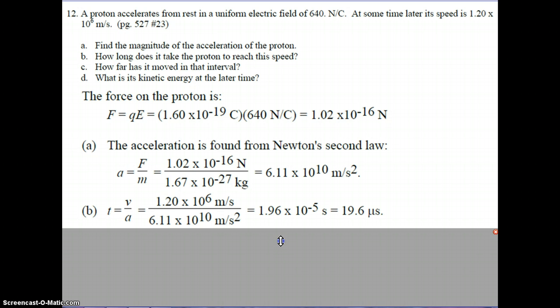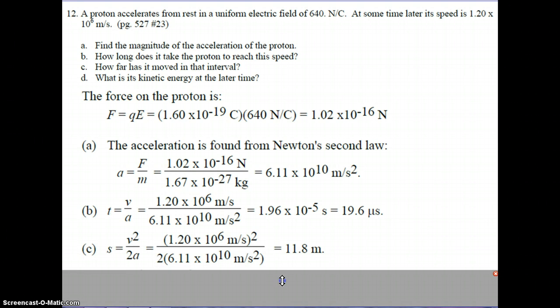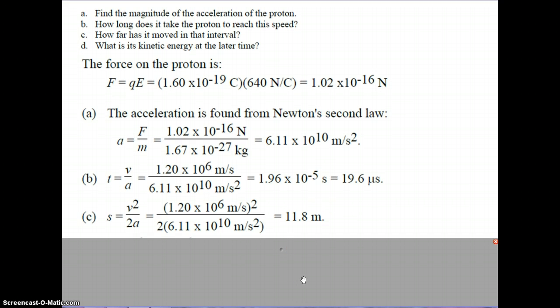Using the definition of acceleration, or v equals v0 plus at, the time would be the final velocity that it attains divided by the acceleration. Substituting and then calculating, we get a time of 1.96 times 10 to the negative 5 seconds. How far it's moved in that interval, we can use v squared equals v0 squared plus 2ax. Solving for x, that would be v squared divided by 2a since the initial velocity is 0. We substitute, calculate, and we get a distance traveled of 11.8 meters.